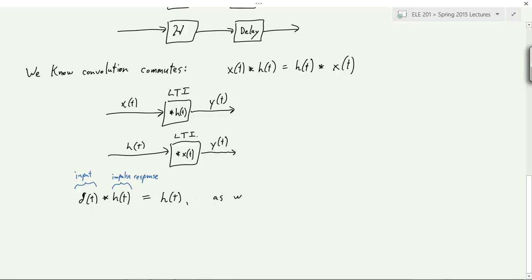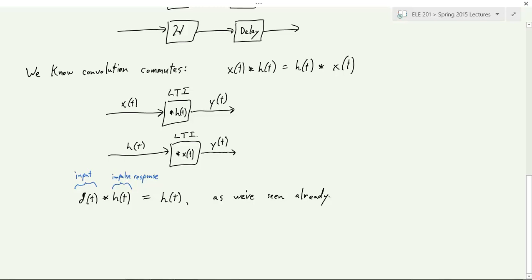When we talked about convolution, we noticed that convolving with the delta function just returns your function. That's the identity operation. So in other words, this interpretation is saying the delta function is your input, the impulse response is h, and of course what comes out by definition is h.